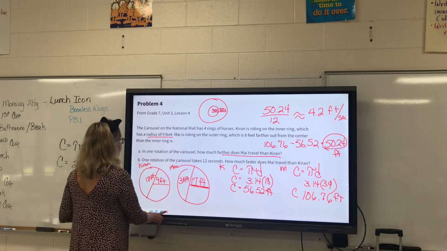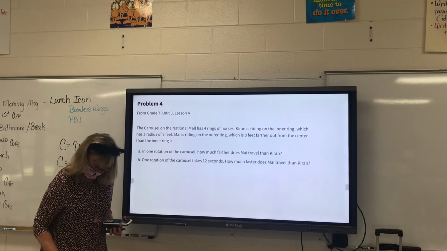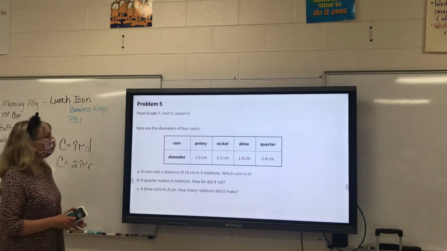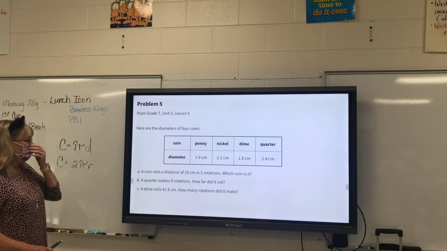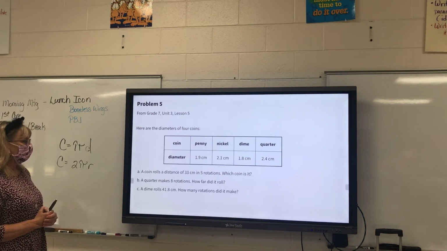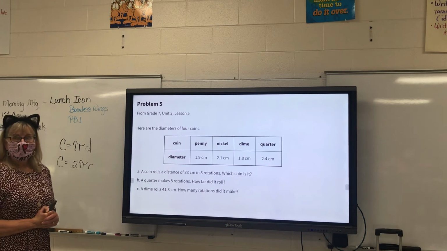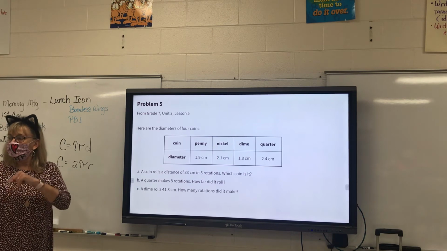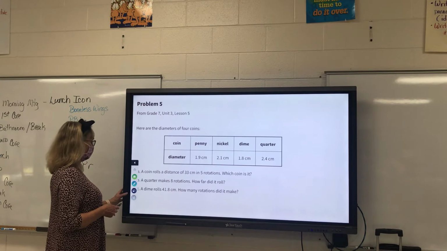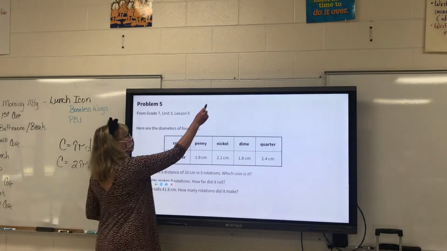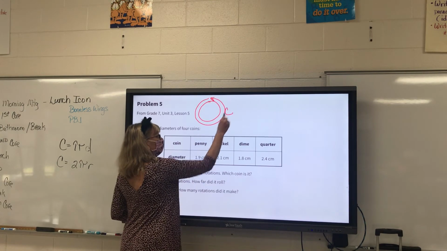All right. Question 5. We're on the last one. Here are the diameters of 4 coins. A coin rolls a distance of 33 centimeters in 5 rotations. Which coin is it? Well, what do we know about one rotation? What is that on a circle? One rotation represents what on the circle? The circumference. One rotation is the circumference.